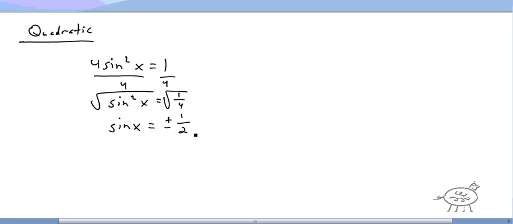Very important. So if you notice, I really have two problems. I have sine of x equals 1/2 and sine of x equals negative 1/2. So you notice in the past problems, each problem gave us 2 answers. Well, in this case, I'm going to have 4 answers.